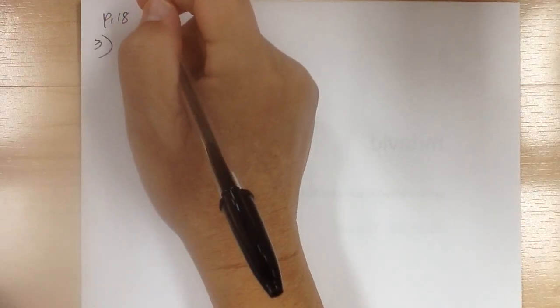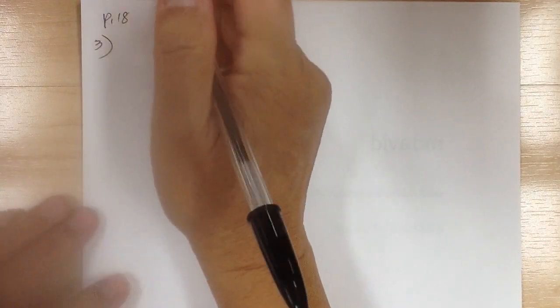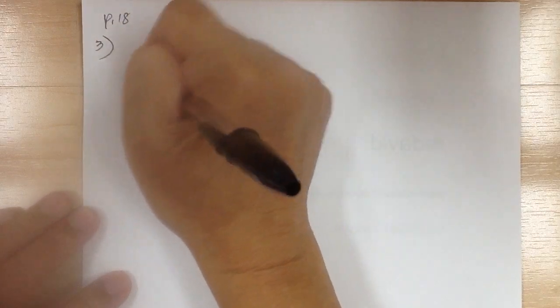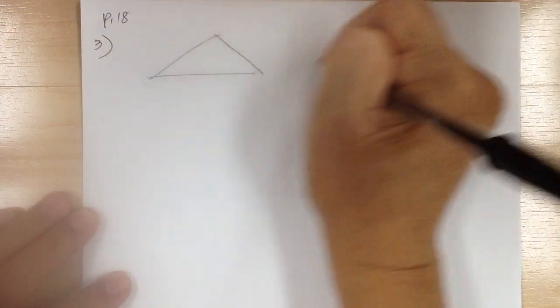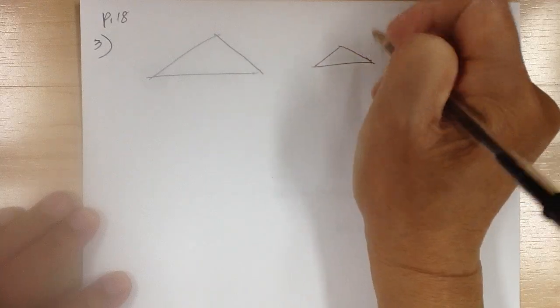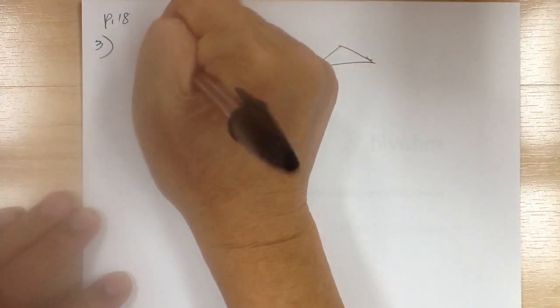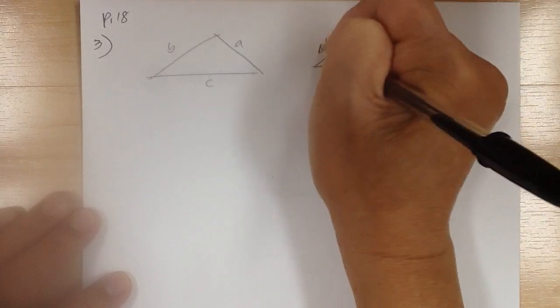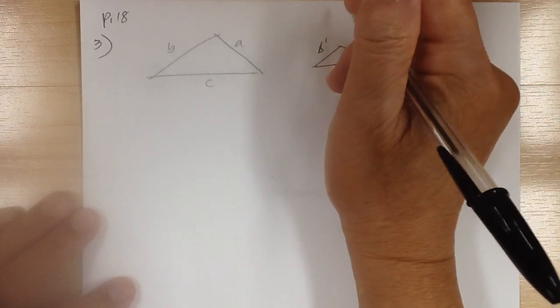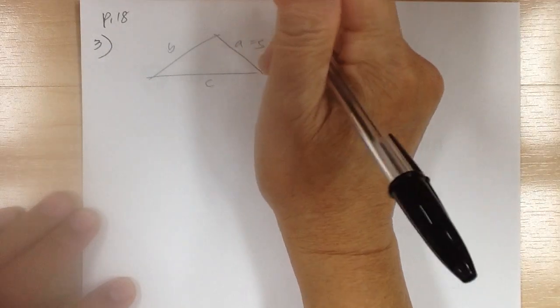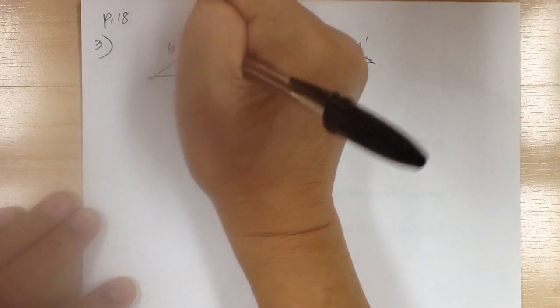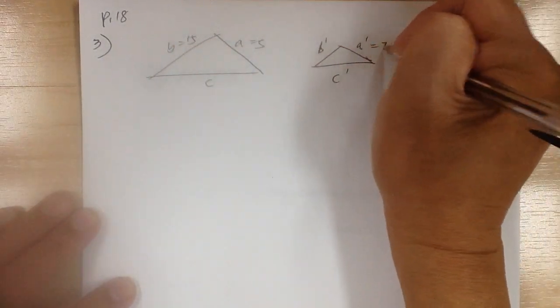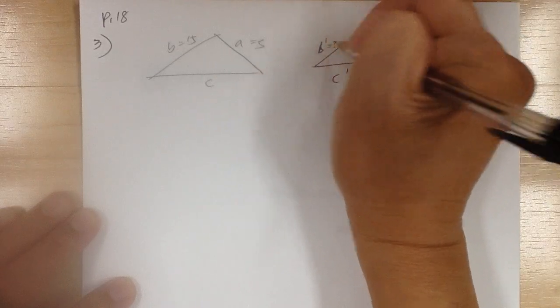Let's go to page 18 and start with number 3. Okay, so you have two similar triangles, A, B, C and A prime, B prime, C prime. Okay, and they give you that A equals 5, B equals 15, A prime equals 7, and B prime equals question mark.